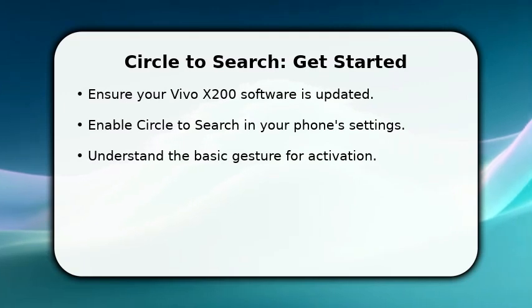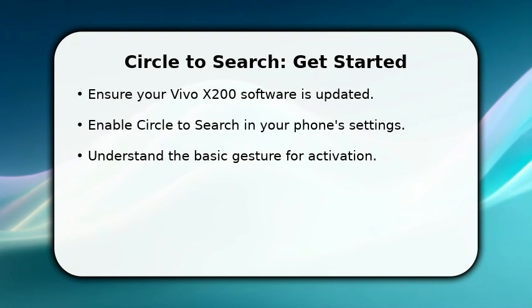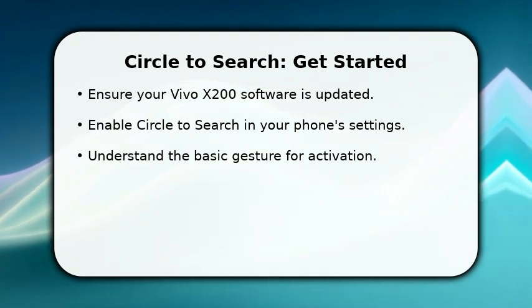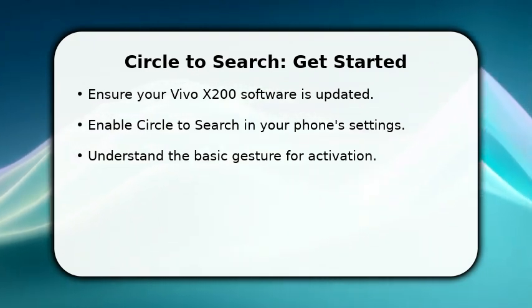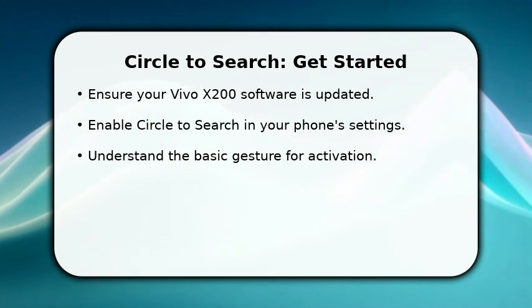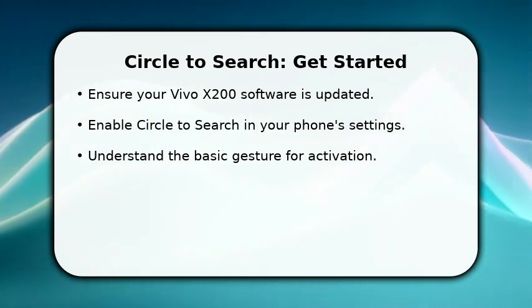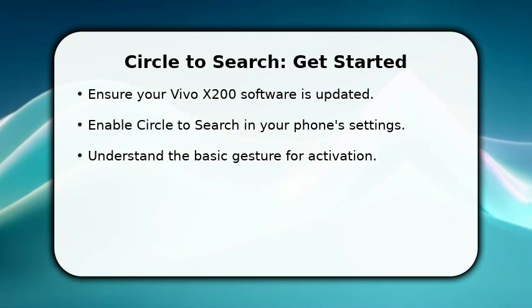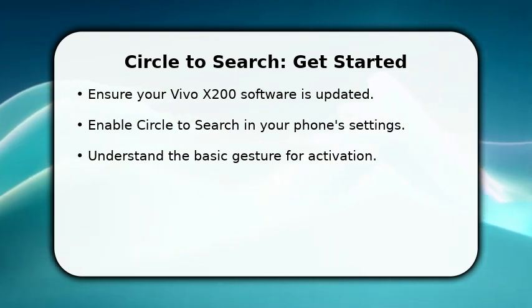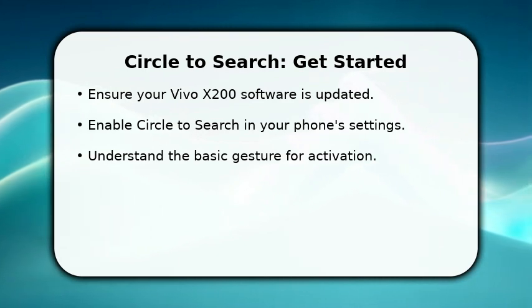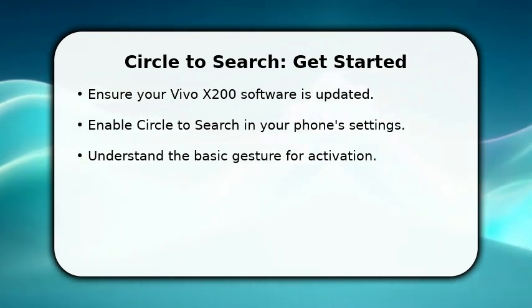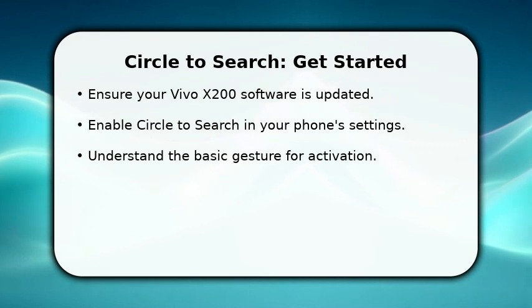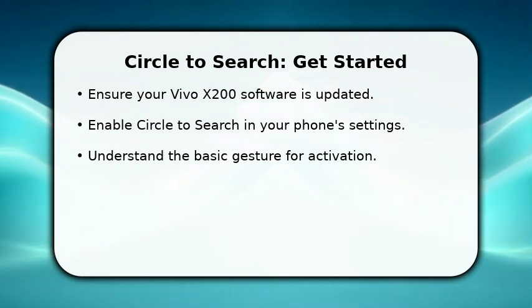In this video, I will explain how to use Circle to Search on your Vivo X200. First, make sure your device software is up to date for optimal performance. Next, navigate to your phone settings and enable the Circle to Search feature. This ensures it is ready for use. Finally, familiarize yourself with the simple gesture required to activate this powerful search tool, typically a long press.